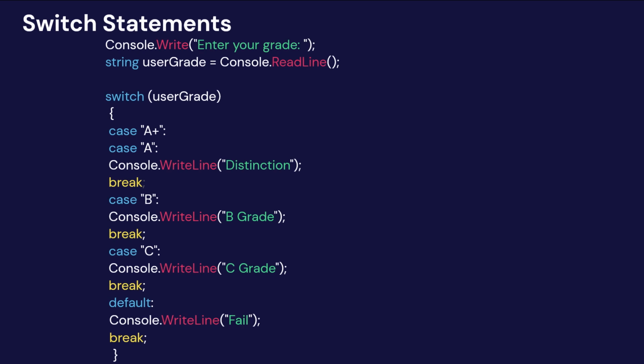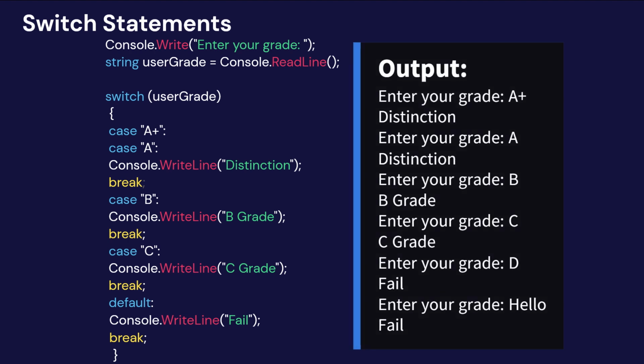The program first prompts the user for his grade. If grade is A+, the program executes the next statement until it reaches the break statement. Thus the output is distinction. If grade is A, similarly, the output is distinction. If grade is not A+ or A, the program checks the next case. It keeps checking from top to bottom until a case is satisfied. If none of the cases applies, the default case is executed. If you run the code above, you'll get the following output for each of the inputs shown.